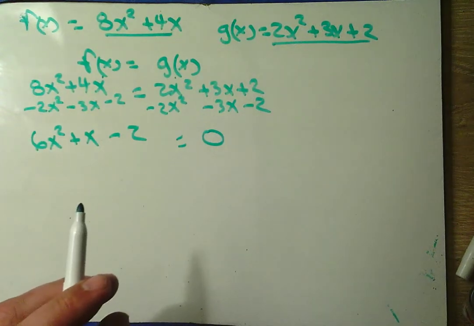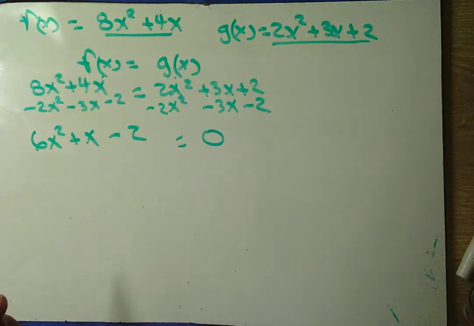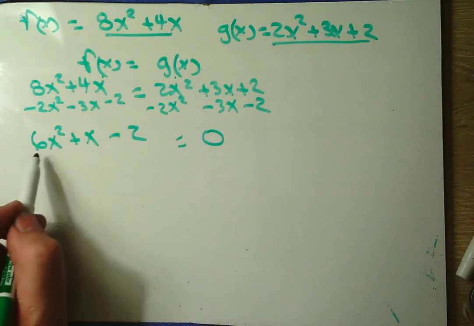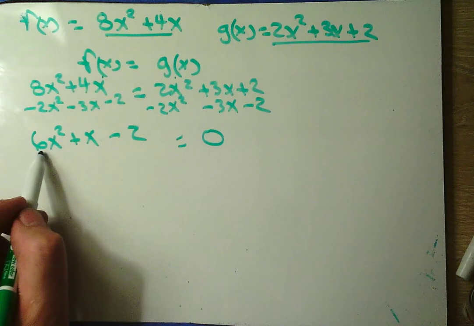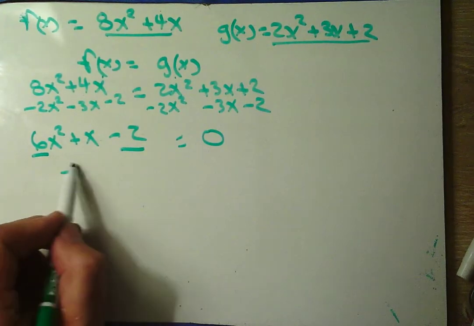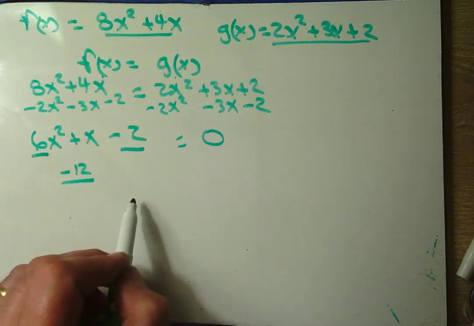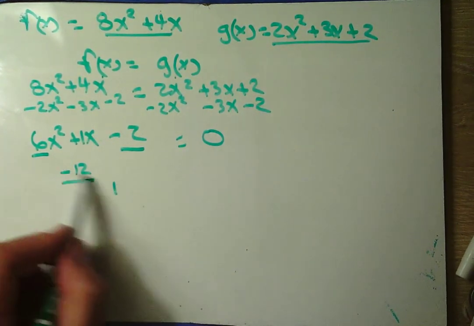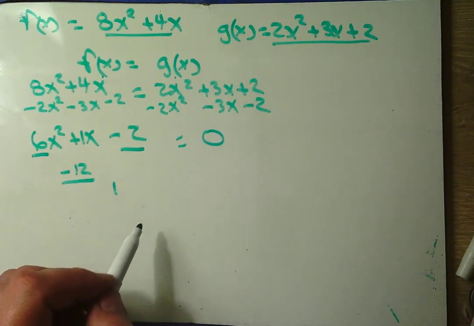Some people have been telling me recently that they're still having difficulty factoring. So rather than guess and check here, I'm going to go the long way, the way I showed back in the Algebra Basics unit, which was to multiply a times c and find the factors of a times c that add up to 1. All right, so what are the factors of negative 12 that add up to 1?